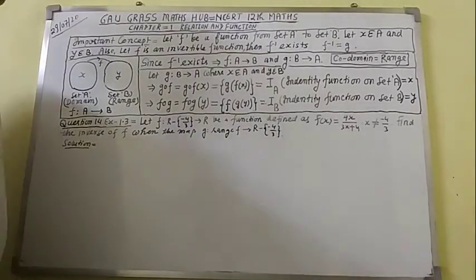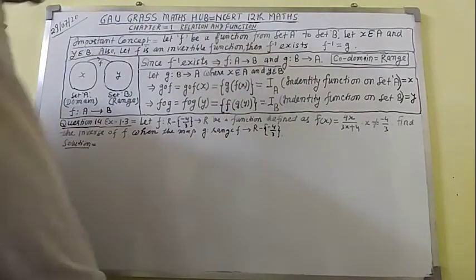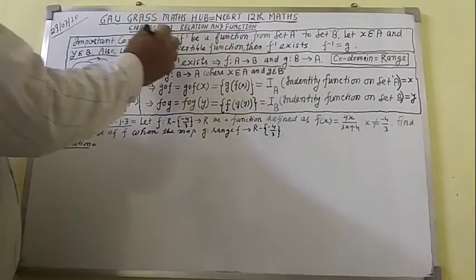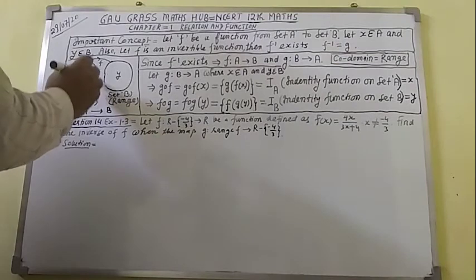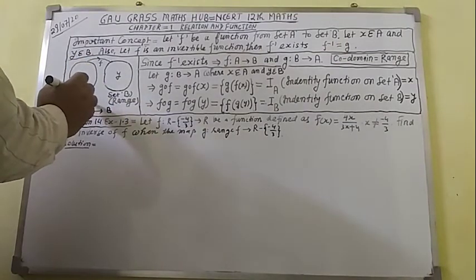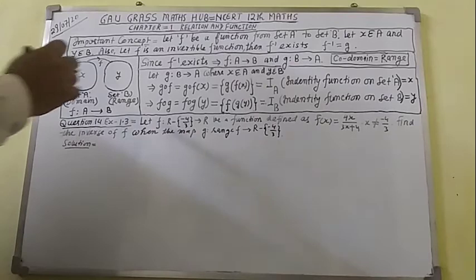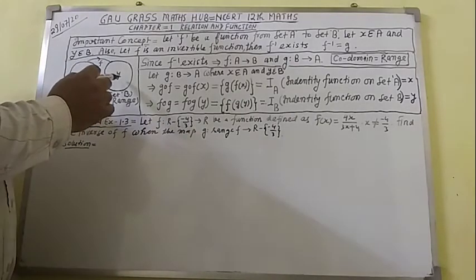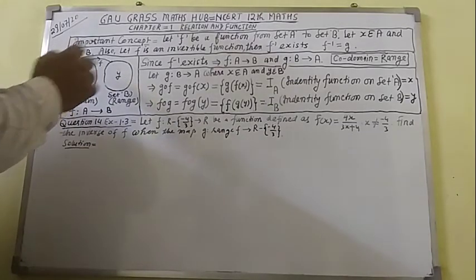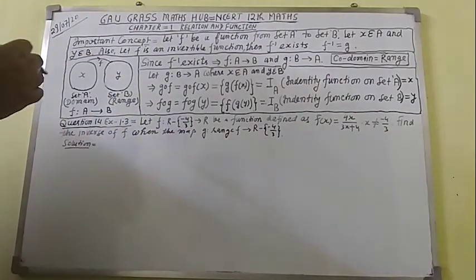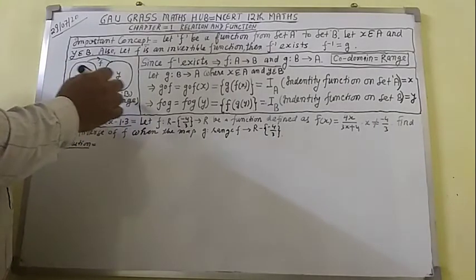Now the concept is, here I have written, let f be a function from set A to set B. Here I let set A consist of element x, and here I let set B consist of element y. f is a function, or f is a relation, from set A to set B. Let x belong to set A, y belong to set B.